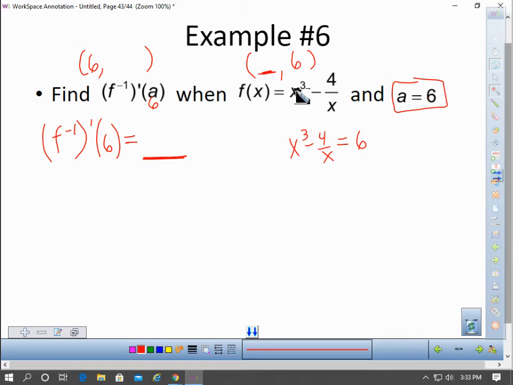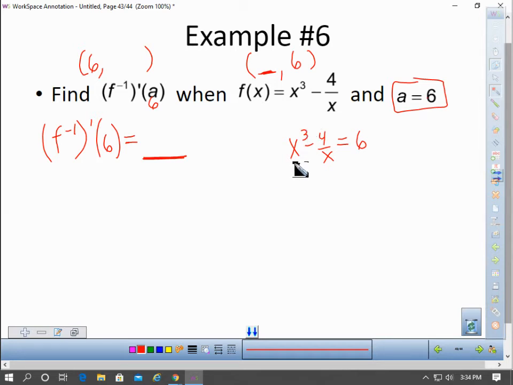So I'm setting this function, x cubed minus 4 over x, equal to 6 and finding what x is going to equal. This is not anything that I'm going to do any magical anything with. This actually works out great, as you can just eyeball it.